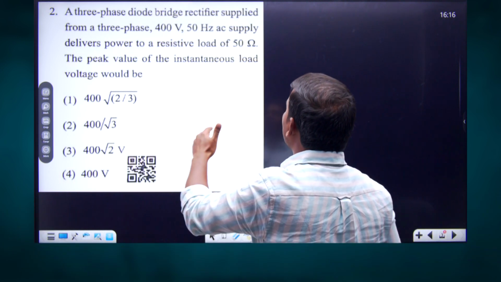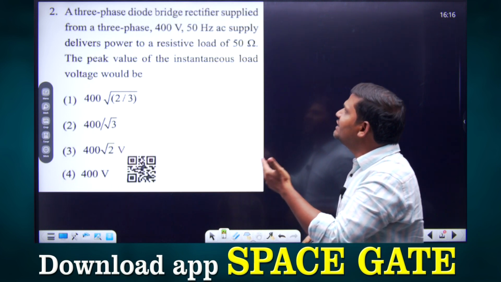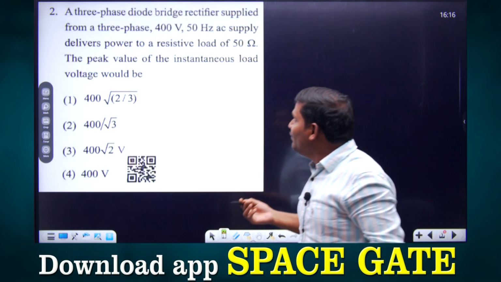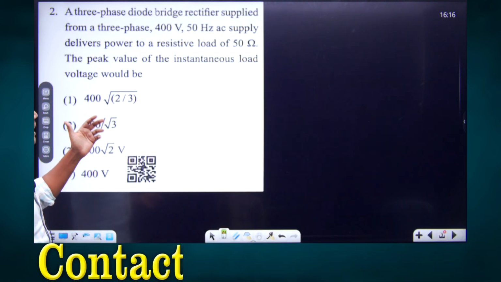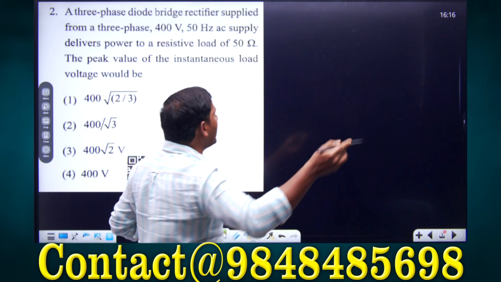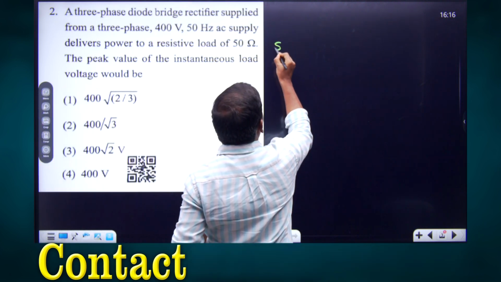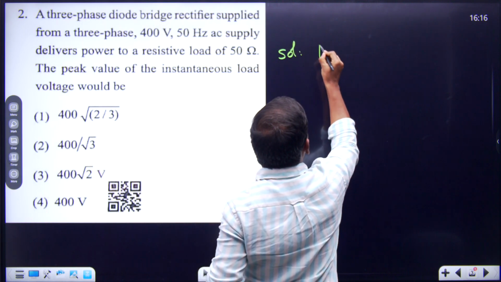A three-phase diode bridge rectifier supplied from a three-phase 400 volts 50 Hz AC supply delivers power to a resistive load of 50 ohms. The peak value of the instantaneous load voltage would be. It's a very simple question, students. Direct formula based question. What is the solution for this one? You have to find the peak inverse voltage.